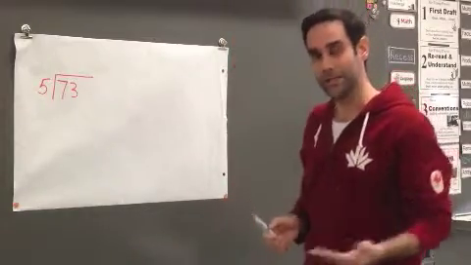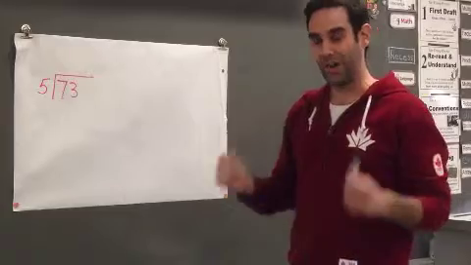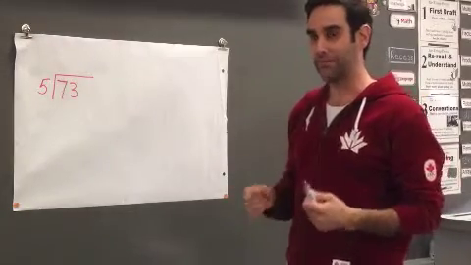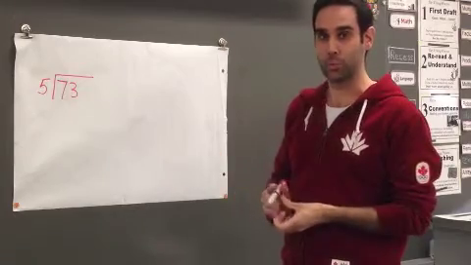So, what in the 5 times table will get us close to 7 without going over? 5 times 1 is 5. 5 times 2 is 10. Oh, we've gone over. So it has to be 5 times 1.